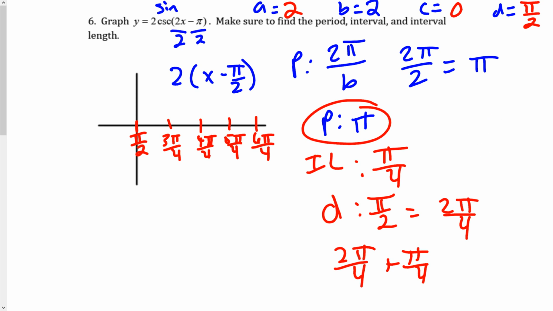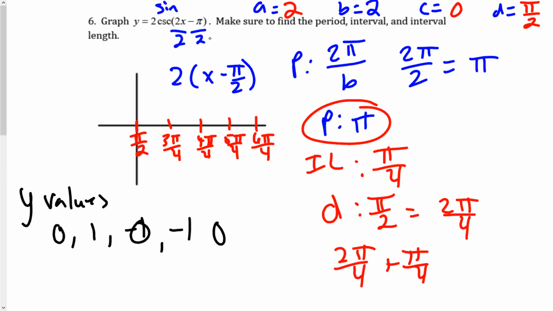Okay, so now we can do y values. Y values of sine are 0, 1, back to 0, negative 1, and then back to 0. Okay, so we go ahead and hit those. 0, 1, 0, negative 1, back to 0. And then what we're going to do is invert those. My original zeros are going to be vertical asymptotes.